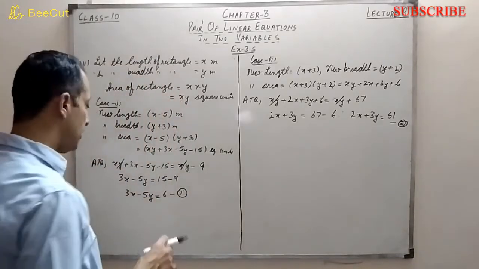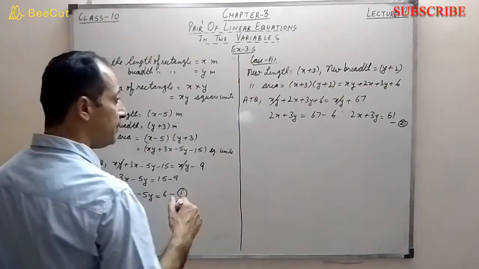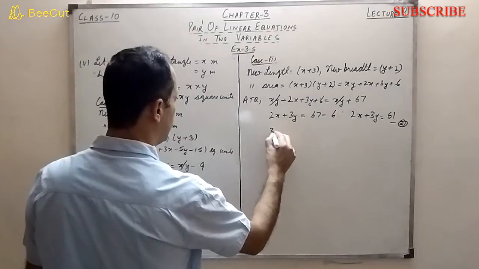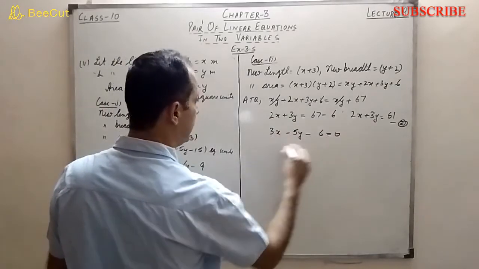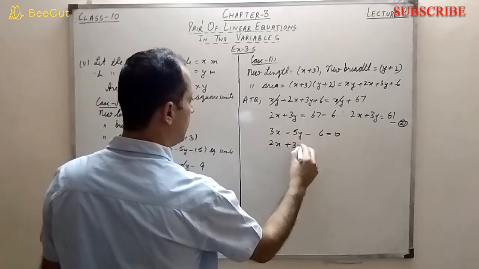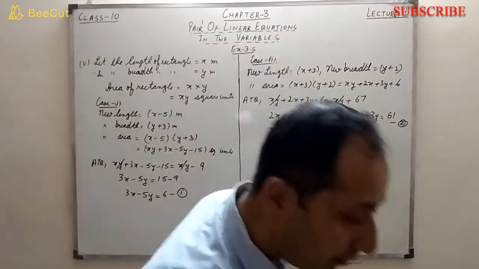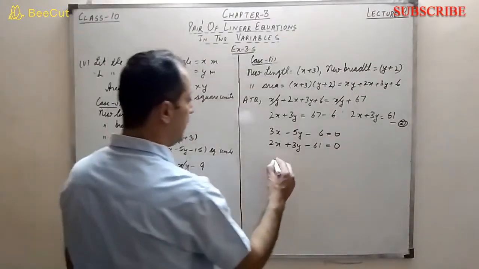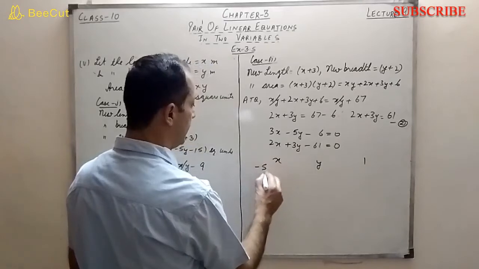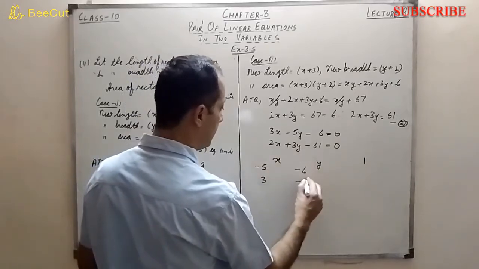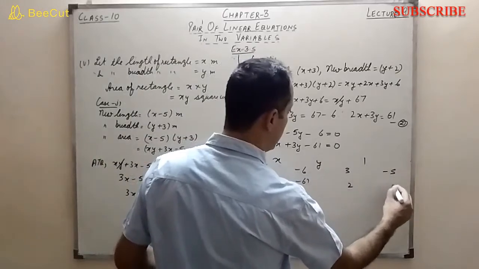So now we simplify the two equations. This is 3x minus 5y equal to 6 and 2x plus 3y equals 61. Now I use the method of cross multiplication. This is 3x minus 5y minus 6 equals 0, and then 2x plus 3y minus 61 equals 0. So let's do this question by the method of cross multiplication. x, y, 1, then again the coefficients of y first, then the constant terms, then the coefficients of x, and then again the coefficients of y.